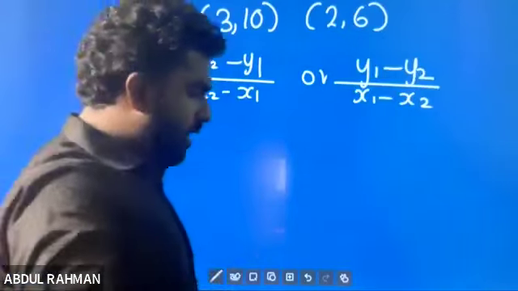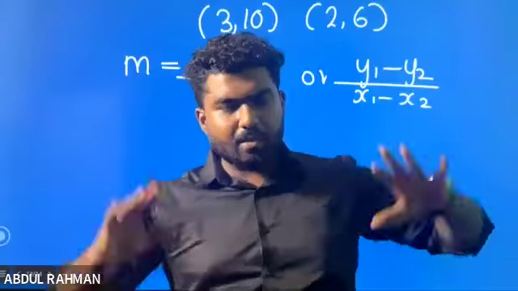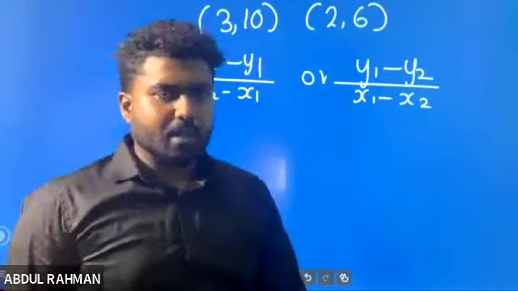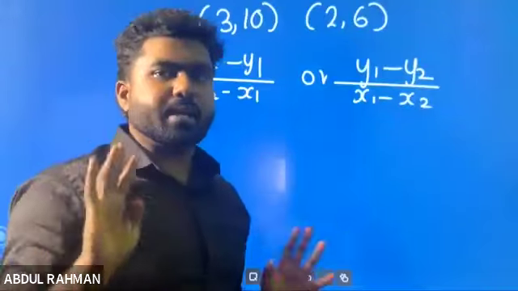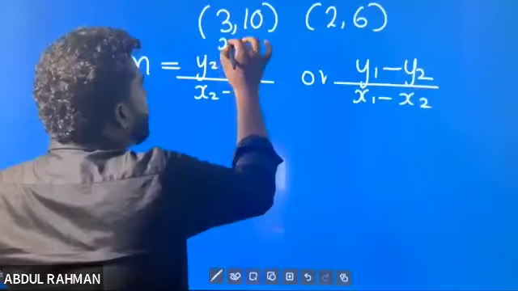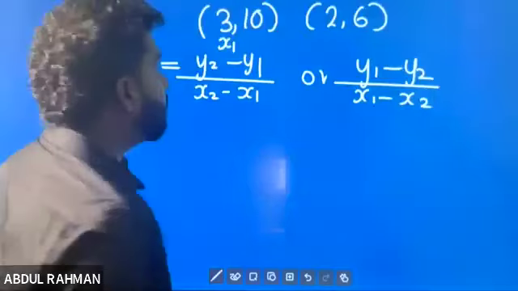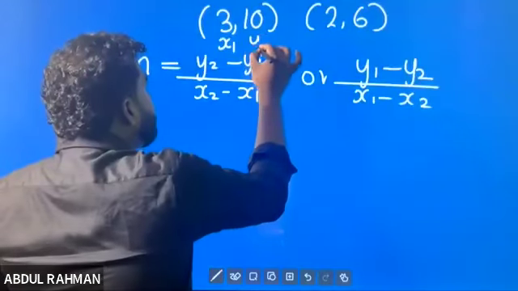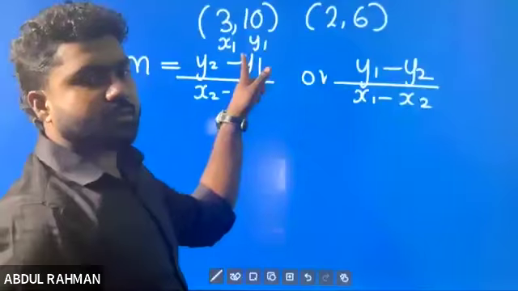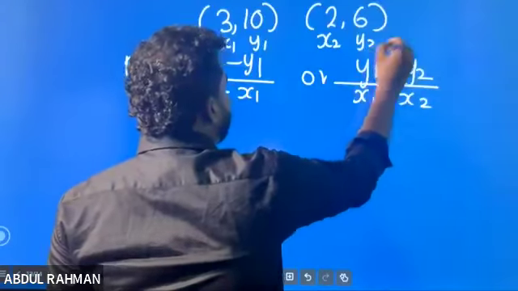Sir, what are this x1, x2 and y1, y2? I am taking the full responsibility. Give me 3 minutes, I'll explain this question. I don't know what my x1 and x2 are. It's your wish: if you take 3 as your x1, surely 10 should be your y1. If you have taken this as x1, then this should be x2 and this should be y2.